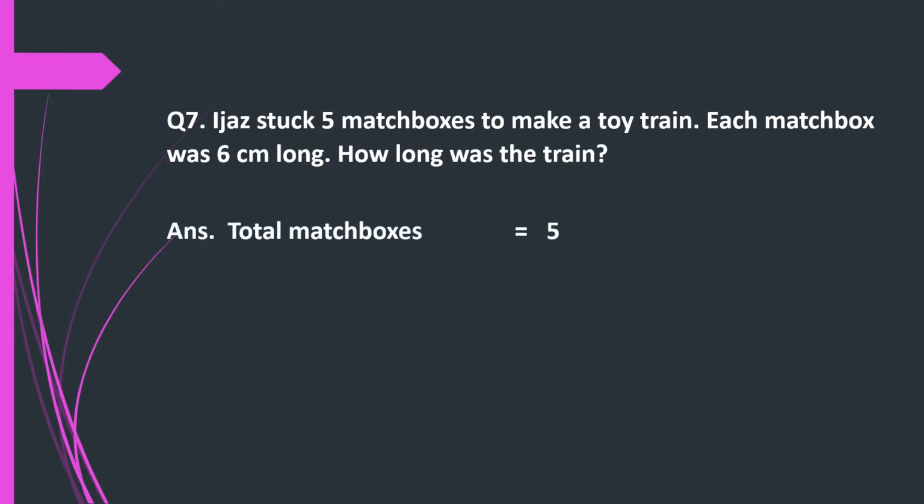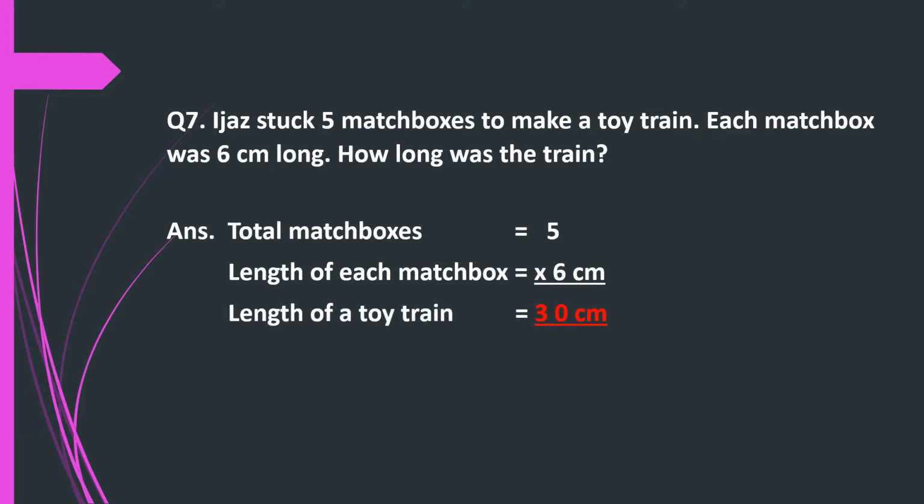So first what you will do, you will write total matchboxes, that is 5, and length of each matchbox is 6 centimeters. Then you will multiply it, and children, the length of a toy train you will get, that is 30 centimeters. 5 sixes are 30 centimeters. Why? Because each matchbox is of length 6 centimeters and total matchboxes are 5. So all the 5 matchboxes are of 6, 6, 6, 6, 6. That means repeated addition. When we do repeated addition, that means you have to multiply. So 5 sixes are 30. So 30 centimeters is the answer.